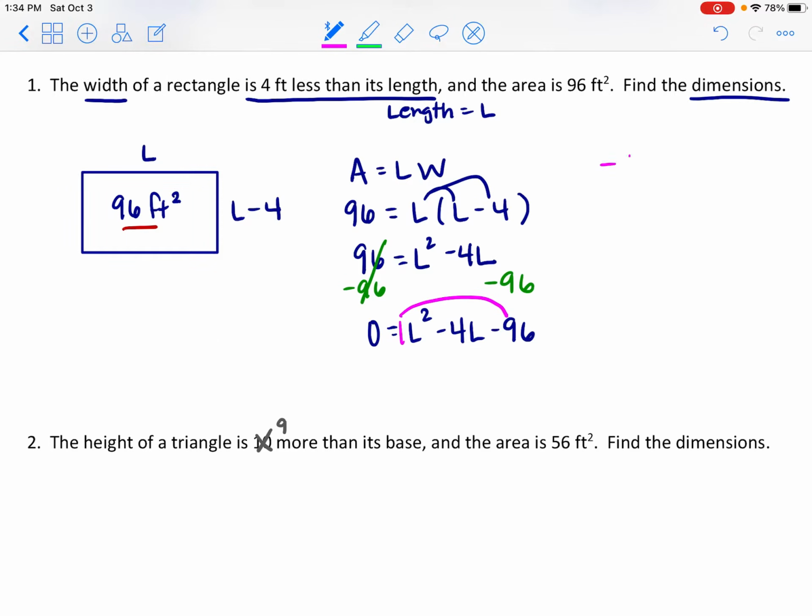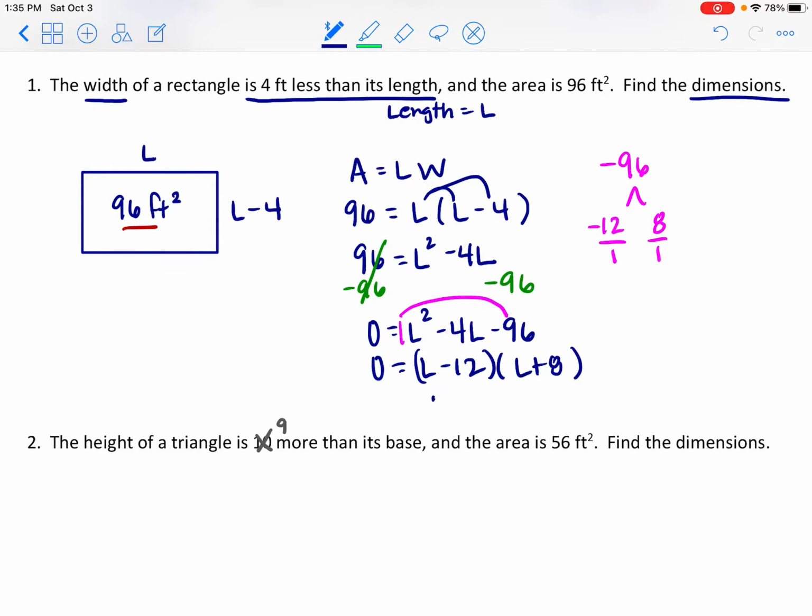So we're going to look for factors of negative 96 that make negative 4. Let's see, 12 and 8 make 96, and if I make the 12 negative, they multiply to negative 96 and they add to negative 4. And dividing by 1, we see this is going to factor into 1L minus 12 and 1L plus 8. Now those are our factors.